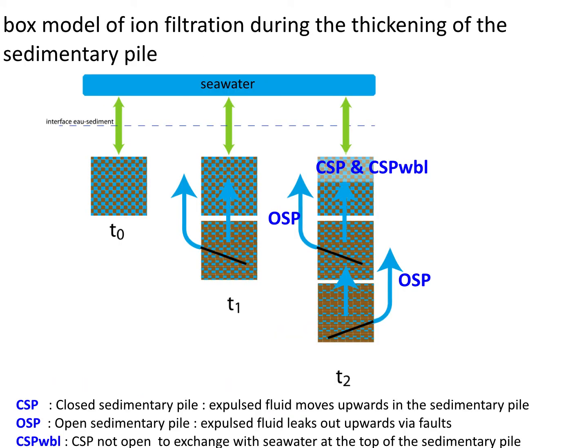In this box model, two possibilities are considered. Either the excess fluid remains confined in the pile, CSP model, or the excess fluid escapes at all times through cracks and faults, OSP model. Eventually, the top of the pile is open to the ocean, CSP and OSP models, or not, CSP WBL model.